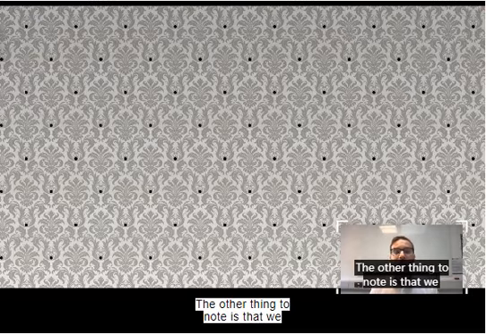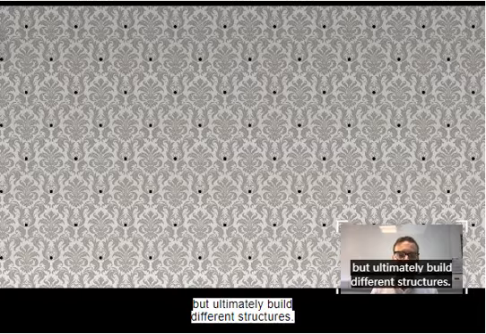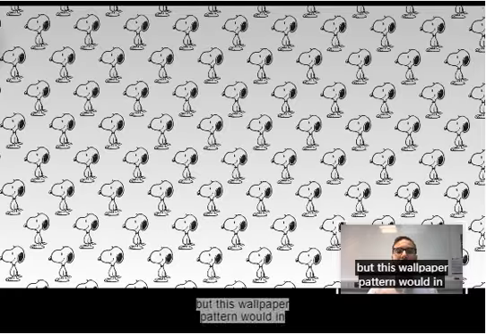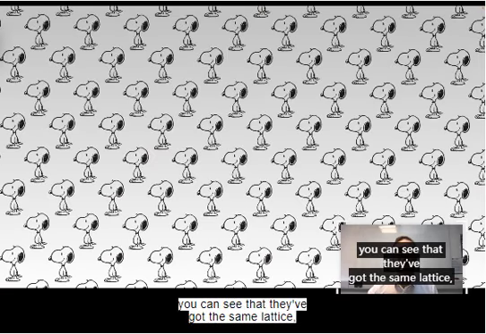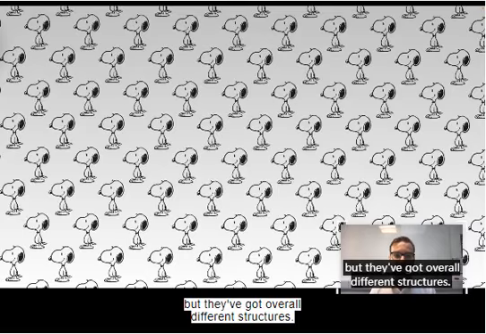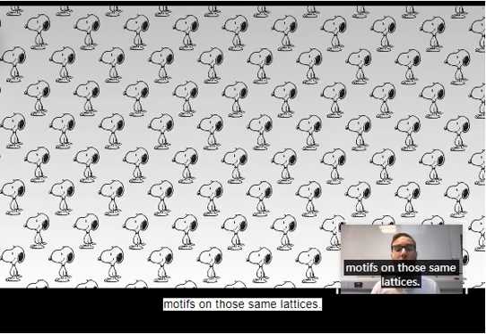The other thing to note is that we could have the same lattice but ultimately build different structures. For example, I've got this wallpaper pattern that I had here, and I said that it was defined by this lattice. But this wallpaper pattern would in fact be defined by the same lattice. If I flick back and forward between them, you can see that they've got the same lattice, but they've got overall different structures. And that's because I've put different so-called motifs on those same lattices.